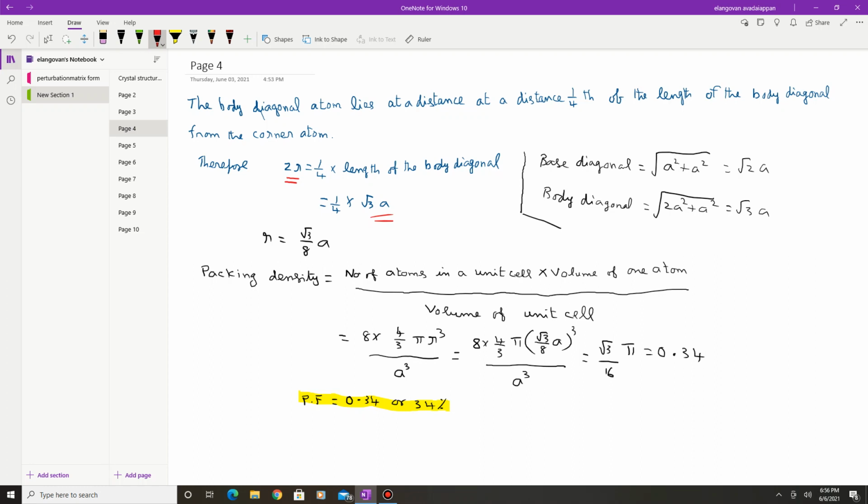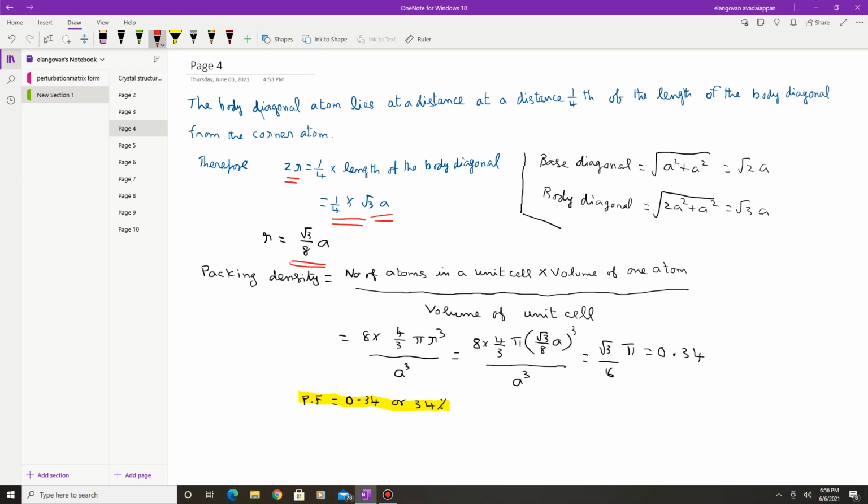So the 2r will be the 1 by 4th of the total length of the body diagonal. So 1 by 4 into root 3 a. Therefore the radius is equal to root 3 by 8 into a. So the packing factor or packing density is defined as the number of atoms in a unit cell into volume of one atom divided by volume of unit cell.